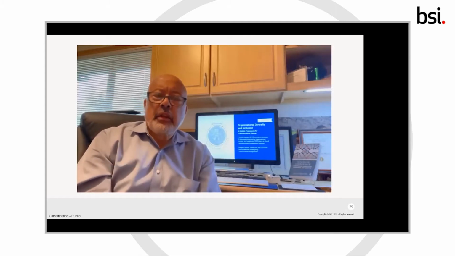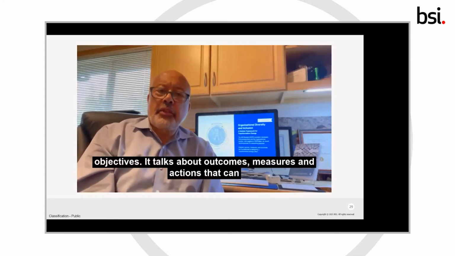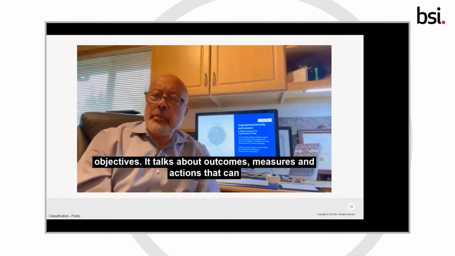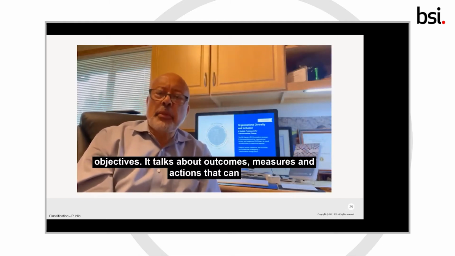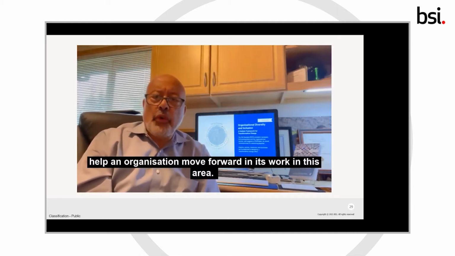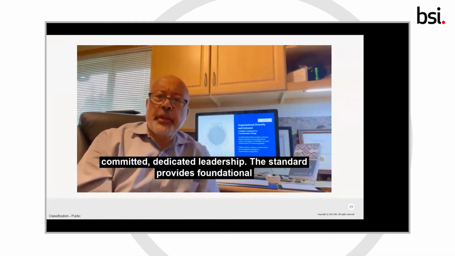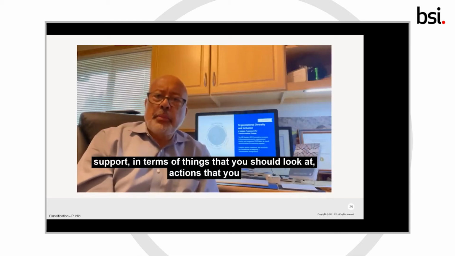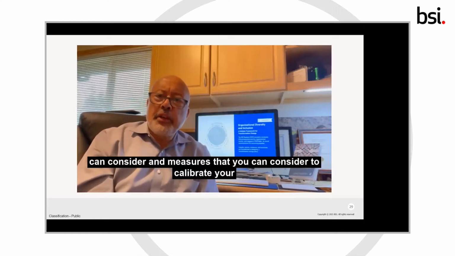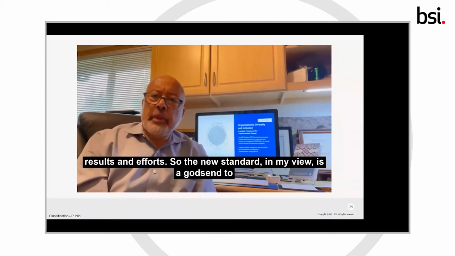It provides a set of objectives. It talks about outcomes, measures, and actions that can help an organization move forward in its work in this area. Diversity and inclusion change is not for the faint of heart. It requires intentional, deliberate action sustained over a period of time, and it requires committed, dedicated leadership. The standard provides foundational support in terms of things that you should look at, actions that you can consider, and measures that you can consider to calibrate your results and efforts.